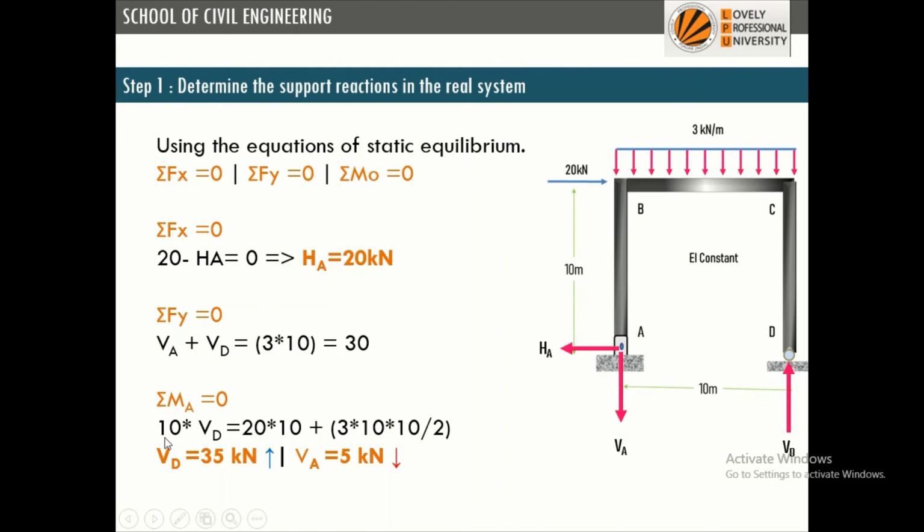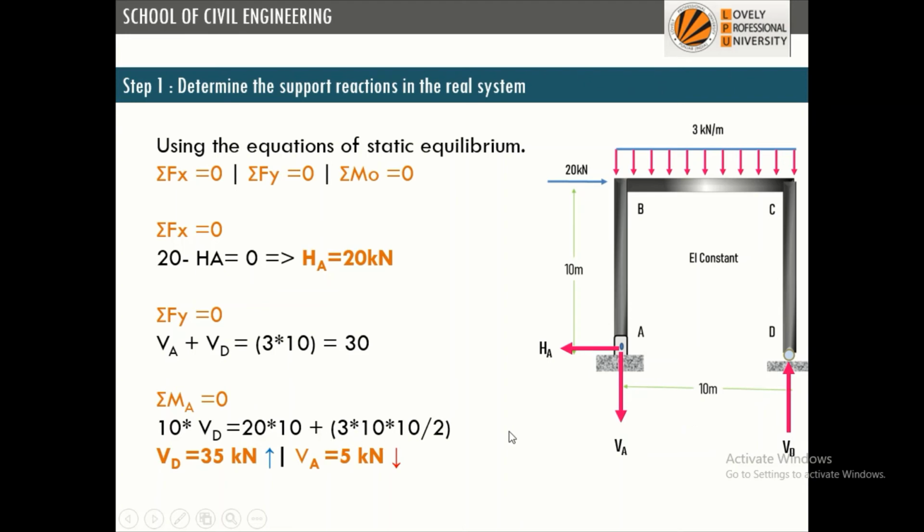Now when we solve by taking moment about point A, because two unknowns are there, from one equation we can solve only one unknown. So it is better practice that we always take moment about the hinge, so that the two unknown reactions are 0. What will be the moment of VD about point A? VD into 10. Then what will be the moment of this point load 20? It will be 20 into 10. This will rotate anti-clockwise, this will rotate clockwise.